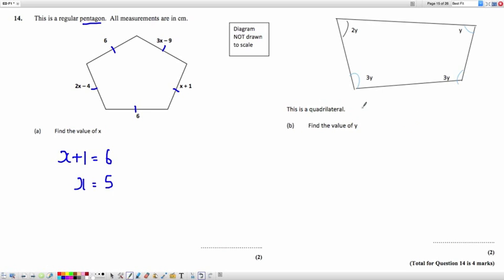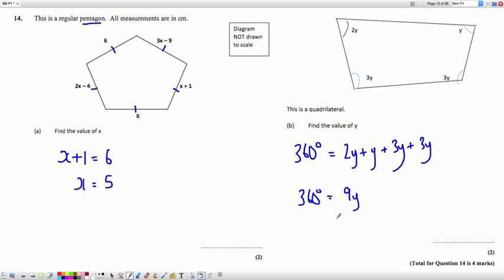Here we have a quadrilateral and we have angles. We know that in a quadrilateral the angles add up to 360 degrees. So we will add up these angles, 2y plus 1y plus 3y plus 3y. Let's write that down. And we will simplify. 360 degrees is equal to 9y. Therefore, y equals 360 degrees divided by 9. Y is 40 degrees.